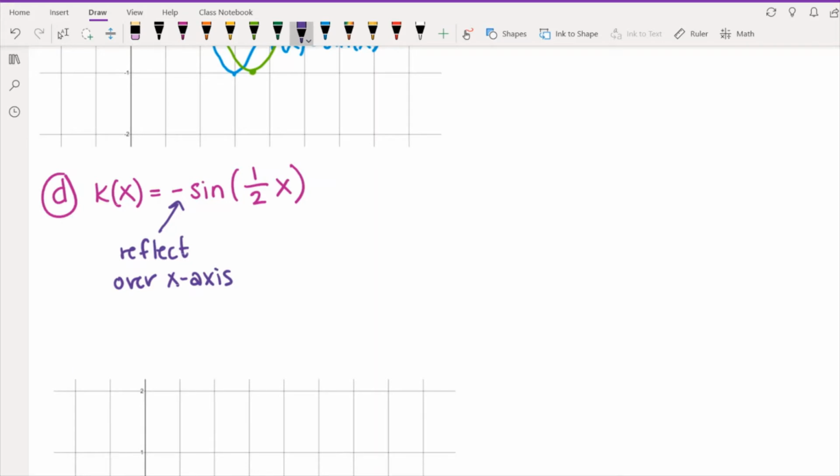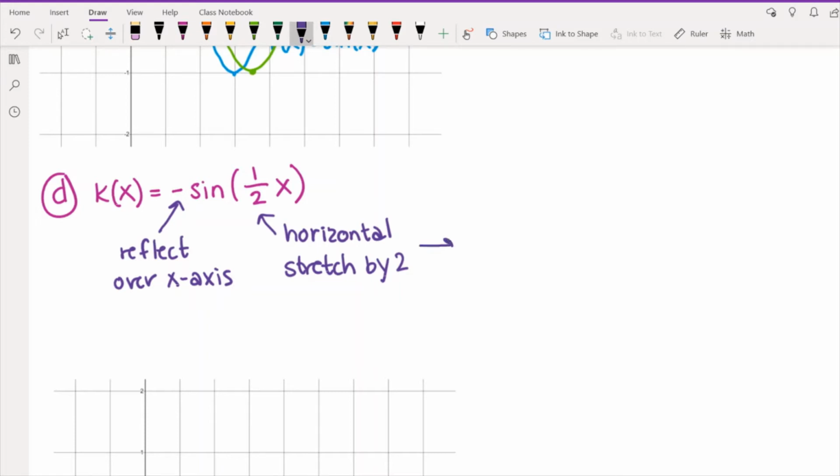And then what is this 1/2 going to do? That's going to be a horizontal change. So anytime you're multiplying x by a number, it's going to be a horizontal either stretch or compression. So remember that if this number is smaller than 1, it kind of goes backwards of what you'd expect. So this is actually a horizontal stretch by 2. So what you want to do is take the reciprocal of this number, and that will tell you what's going to happen horizontally.